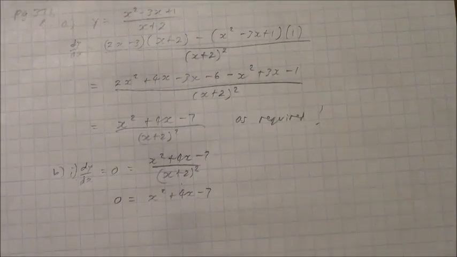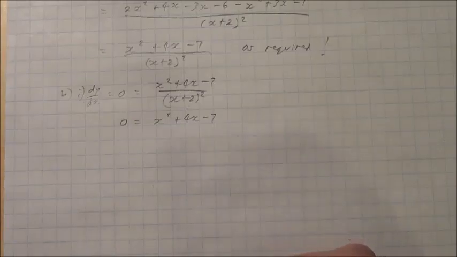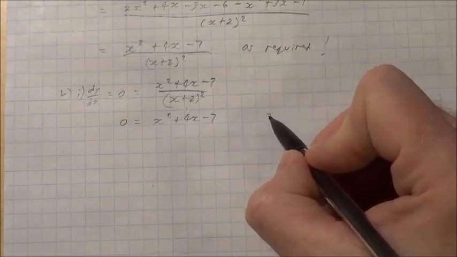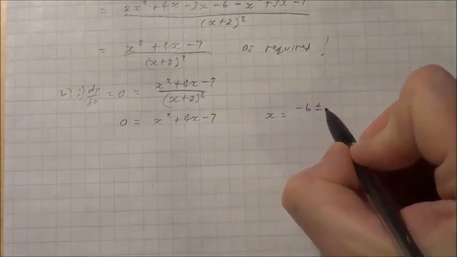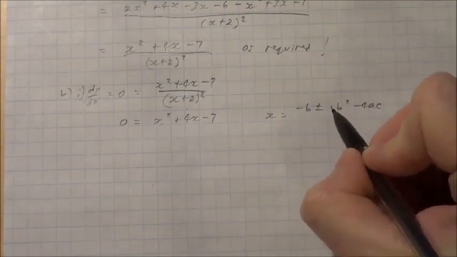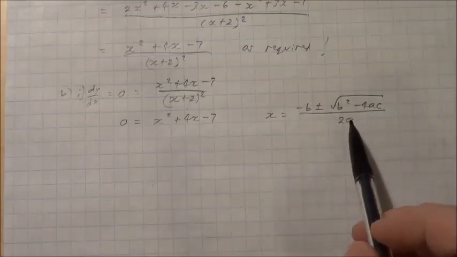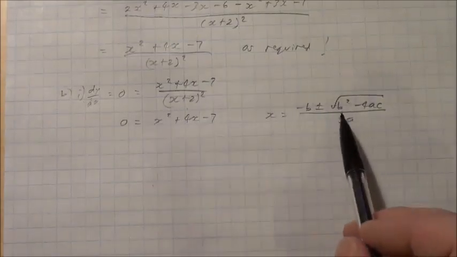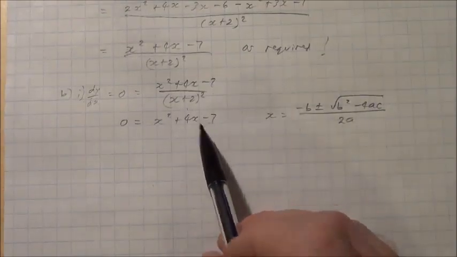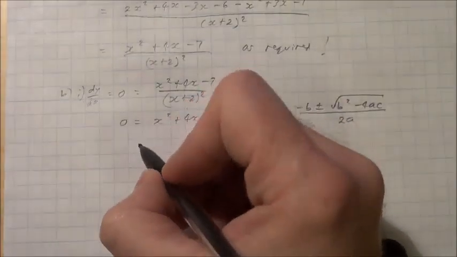When I try to factor that, I'm not successful in just factorizing, so I'm going to use the quadratic formula, and that quadratic formula, just as a little reminder, is x equals negative b plus or minus the square root of b squared minus 4ac all over 2a, where a is the coefficient of the x squared term, b is the coefficient of the x term, and c is the constant.